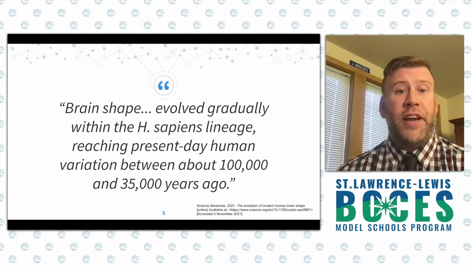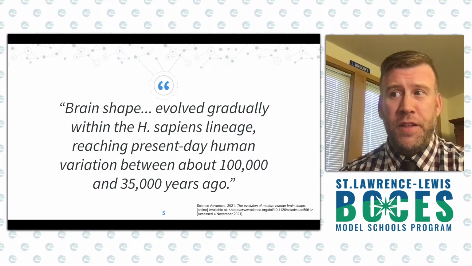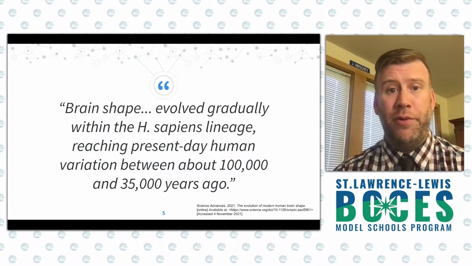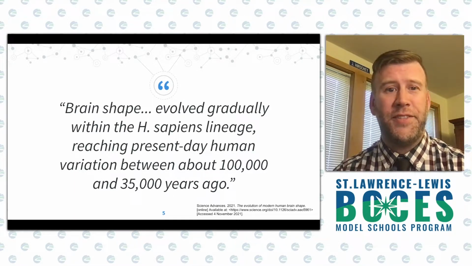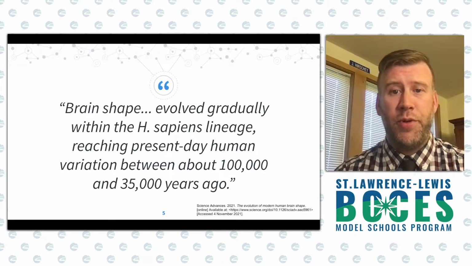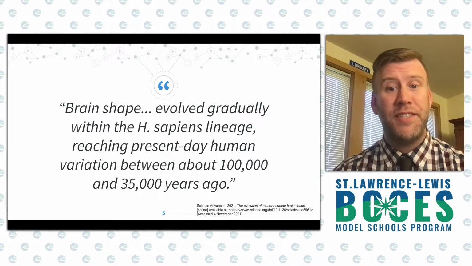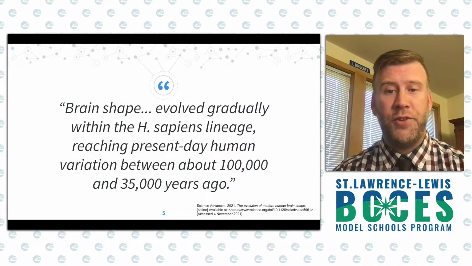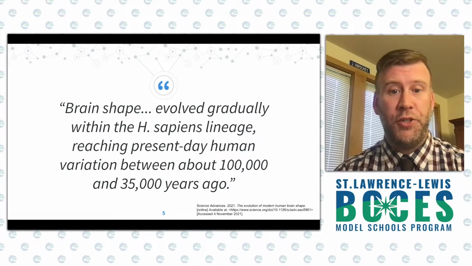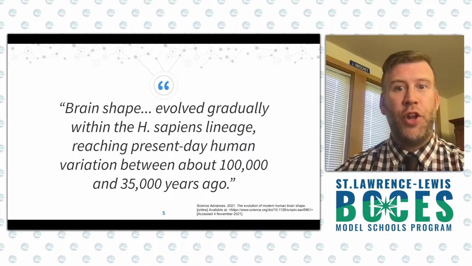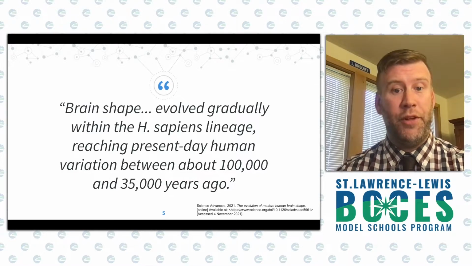So, from Science Advances, this quote here really starts to give us a knowledge about how the brain works and why it's so difficult. So brain shape, which we have right now and we associate with the modern brain, evolved gradually within the Homo sapiens lineage, reaching present-day human variation between about 100,000 and 35,000 years ago. And some people say it's about 40,000 years ago that the modern brain, as we know it today, was established.